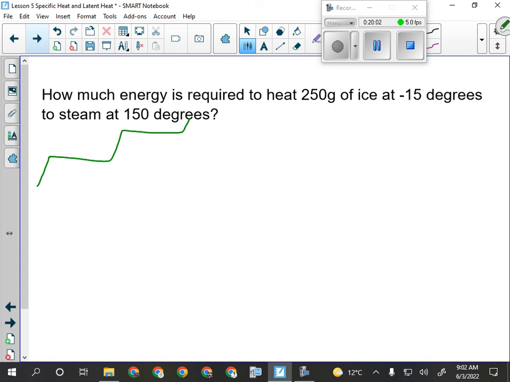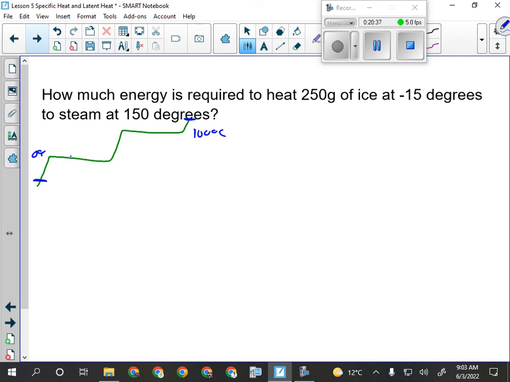In order to do that, I mark the starting point and the ending point of the question. So this question is asking me how much energy is required to heat 250 grams of ice at minus 15. Okay, so ice at minus 15 is here, because this would be melting at 0. So this would be 0 degrees, and this would be 100 degrees here. I would be starting here, and I'm going to steam at 150, which means I'm ending up here.